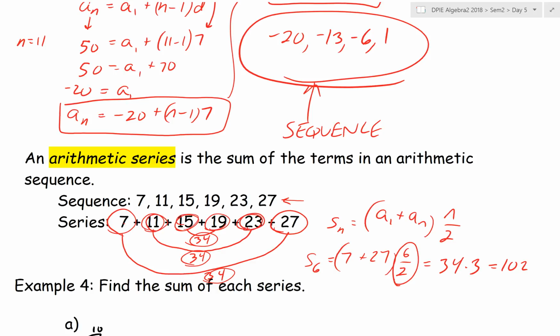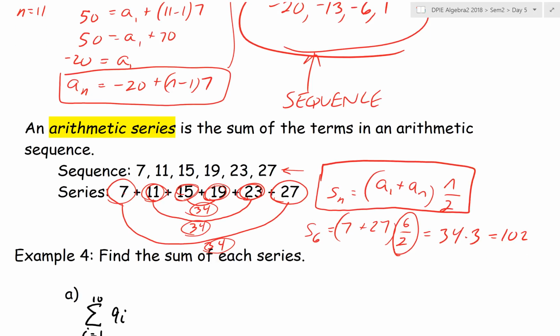And the third term, and the third to the last term, and so on in any arithmetic sequence that will happen. So now we have a formula that we can use to find the sum of the first n terms.